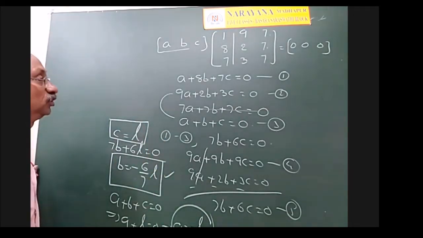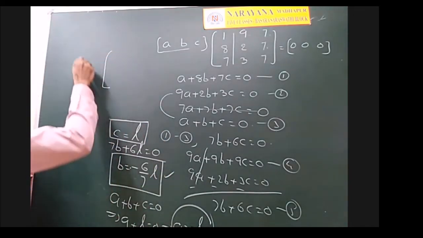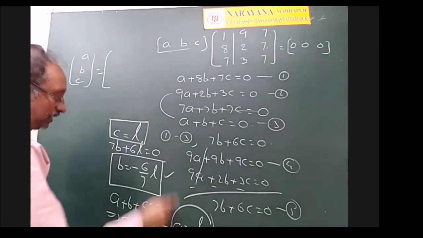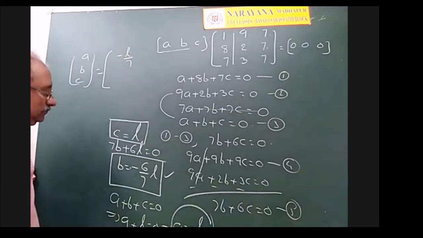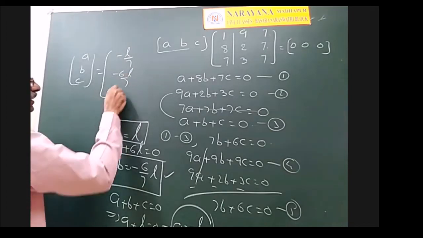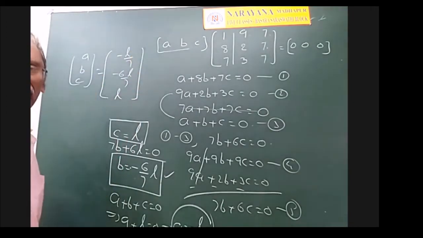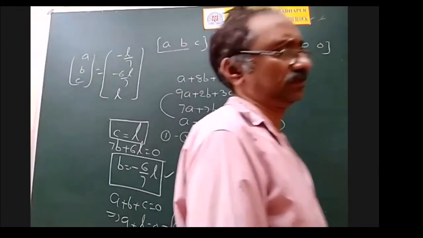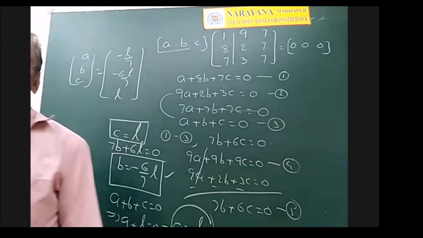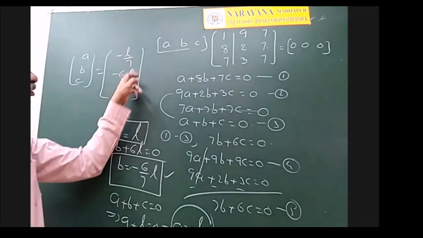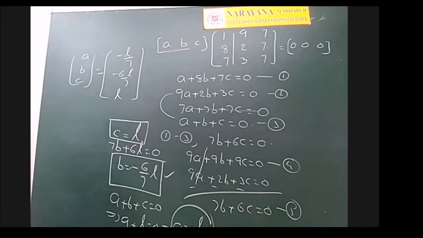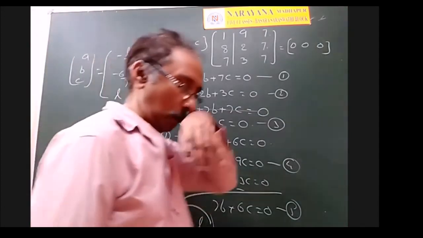See what solution you got? So I am writing the solution here. A, B, C is equal to A means minus L by 7, B means minus 6L by 7, C means L. What is that L? You write any number you want. In place of L, you can write 0 or 1 lakh or minus 1 crore. For each of the value of L, you will get a solution set. That is, you will get infinitely many solutions. Right?